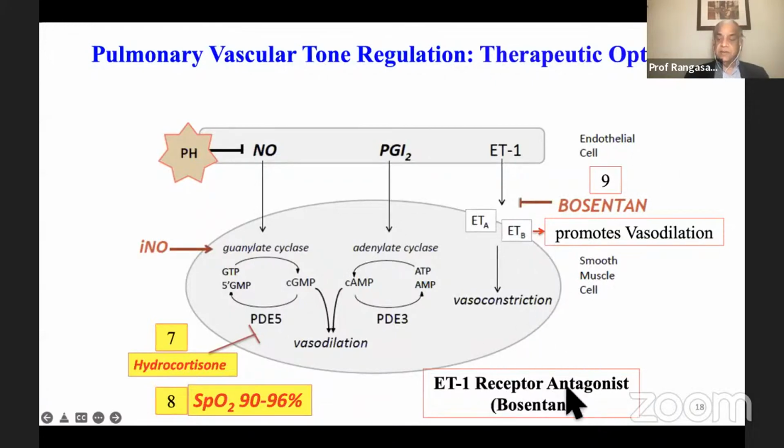as an endothelin receptor antagonist, is usually used in chronic pulmonary hypertension. For example, babies with BPD who develop pulmonary hypertension, or diaphragmatic hernia babies who now have pulmonary hypertension. Those babies, we use bosentan, which is again an oral formulation.